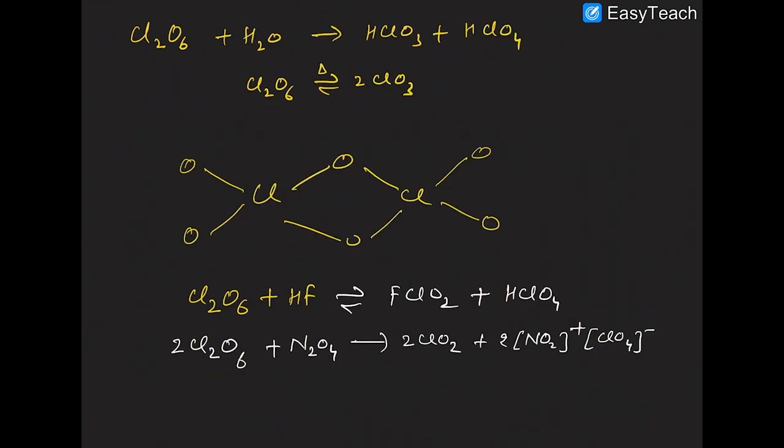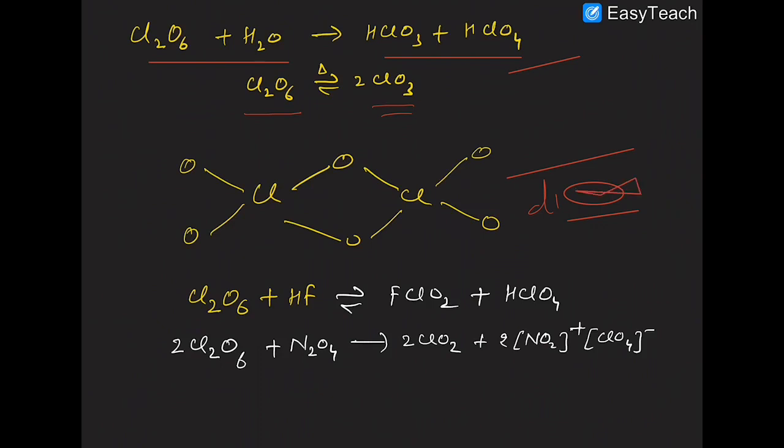Next oxide is chlorine heptaoxide, which when dissolved in water will give you chloric acid and perchloric acid. So it also shows that it is a mixed anhydride. Cl2O6, when heated, gives you the monomer ClO3. This is a structure, that is a dimer structure. Dimer structure of what?